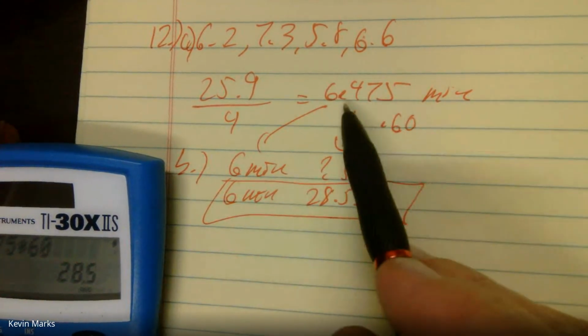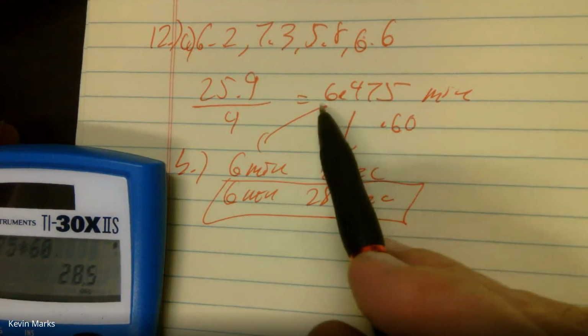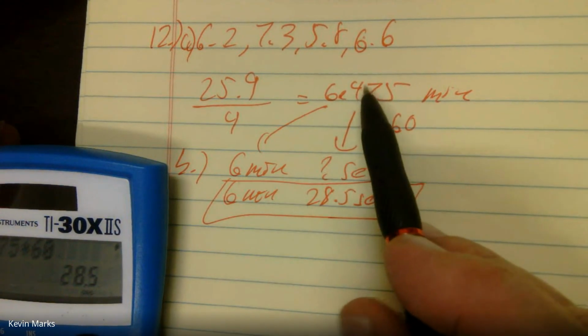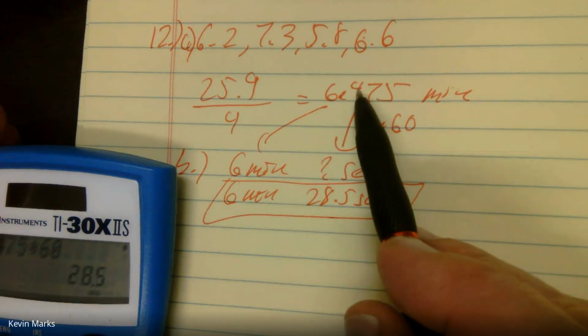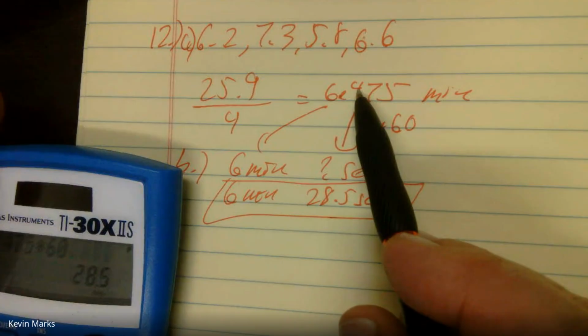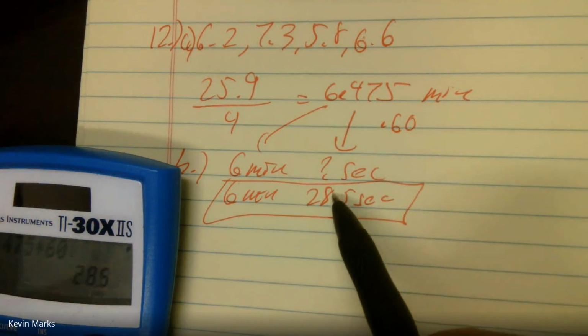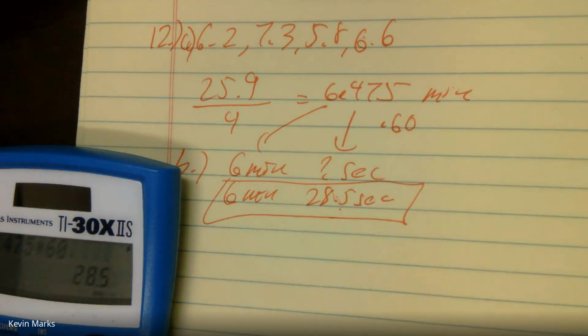Right, which again should make sense because 0.4-something is a shade under 0.5, so that's a shade under half. Half of a minute is 30 seconds, so a little bit under 30 seconds should make sense, right?